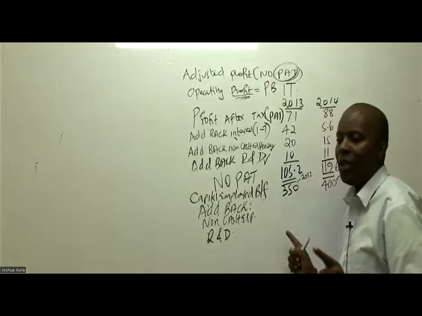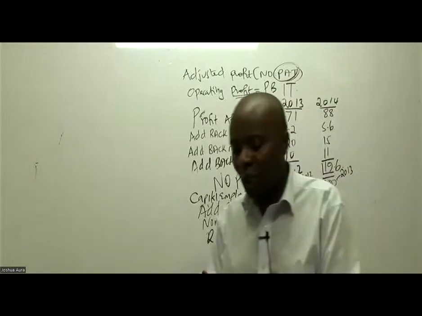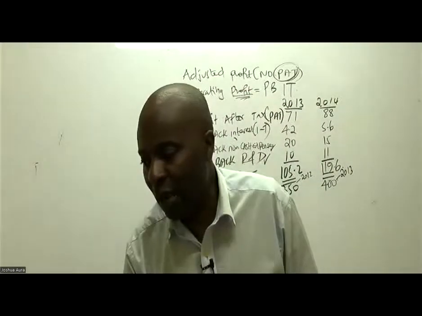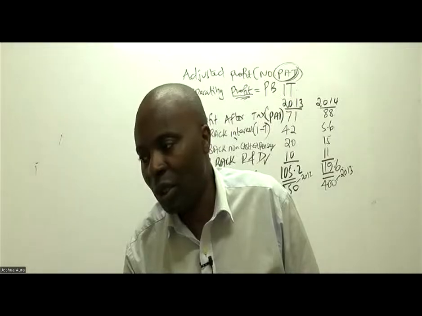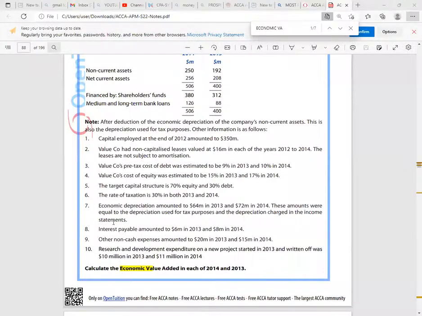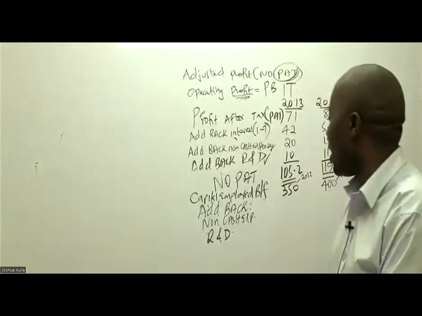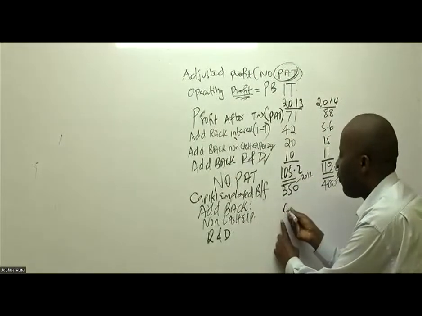We don't have it here. We don't have any non-cash expenditure in 2012. You see here the other non-cash expenses, they've only given us for 2013, right? So in this case here, we don't have non-cash expenditure for 2012. So the non-cash expenditure here for 2012 must have been 0.